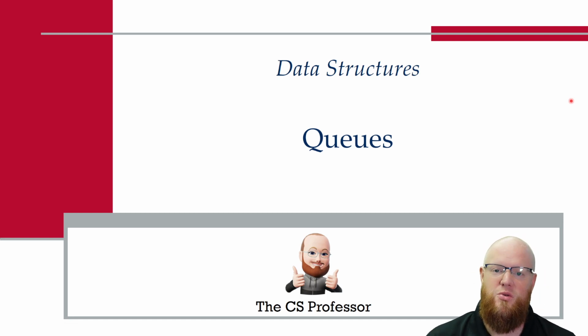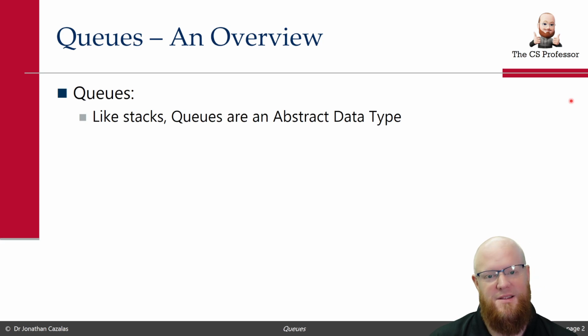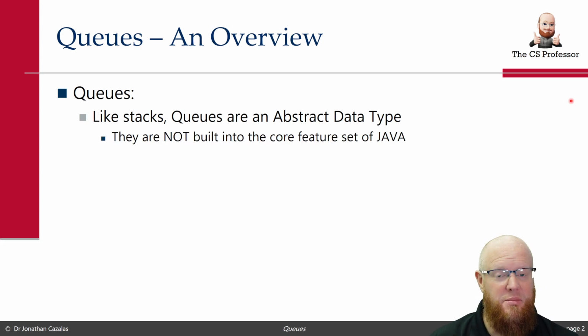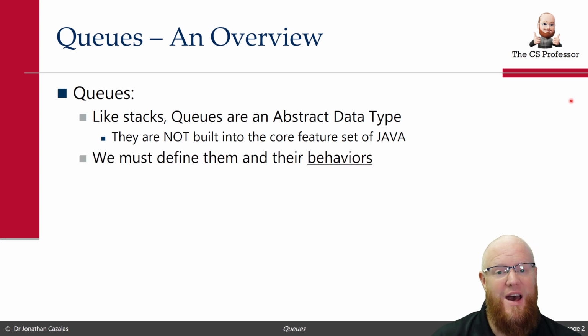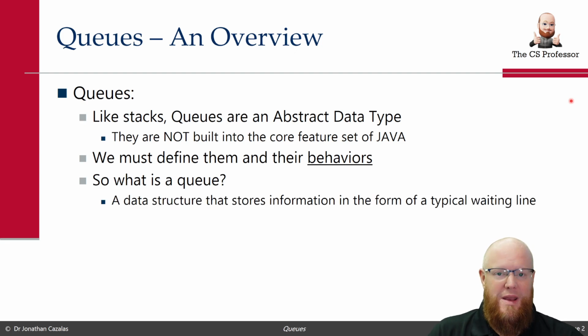We have made it to queues, yet another abstract data type. They are not built into the core feature set of Java. This is a data structure that we want to build. We want to define their behavior. So what is a queue?